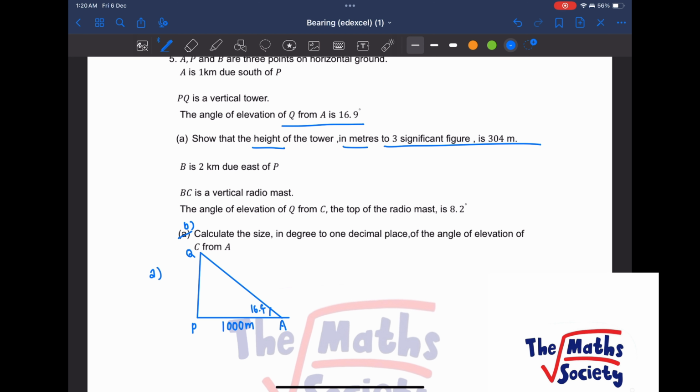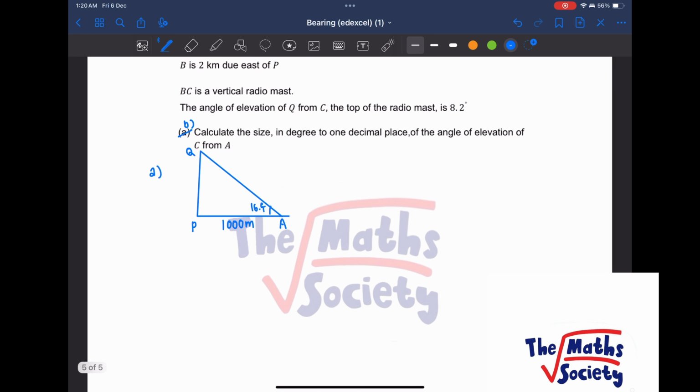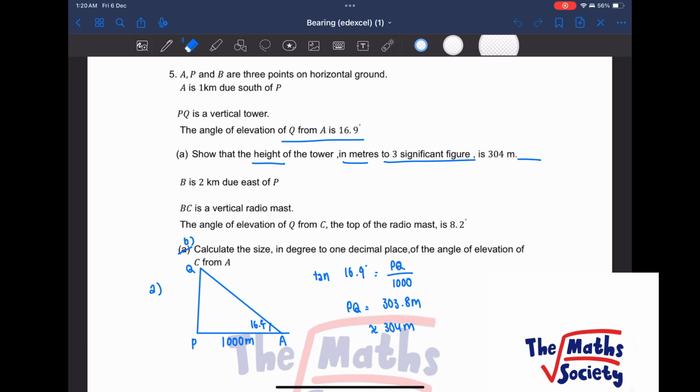So we can just use the tangent rule, which is O by A. So that's tangent 16.9 equals O by A, which is PQ by 1,000. So PQ is just going to be 303.8 meters. But when you round it off, you get 304 meters. And that's the same as the one they asked you to show.